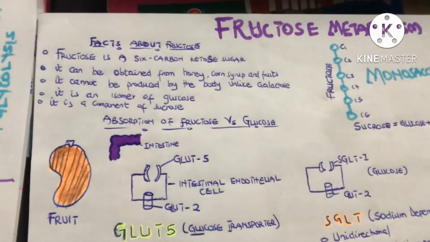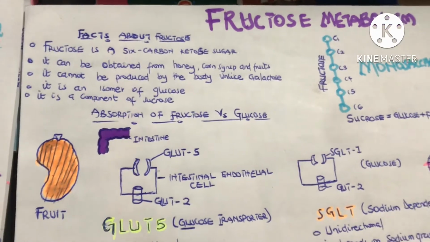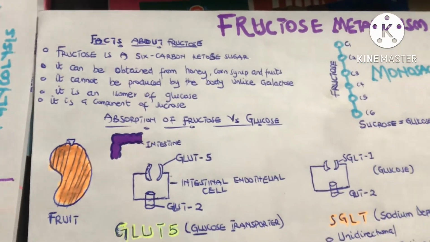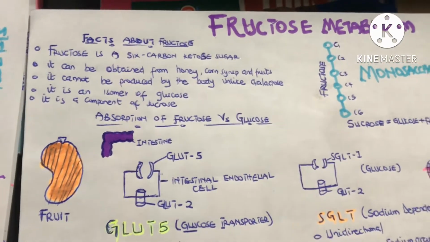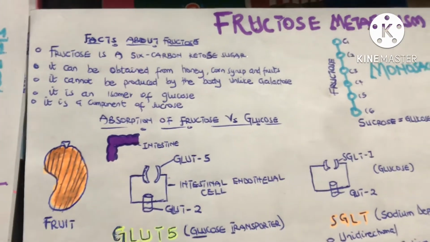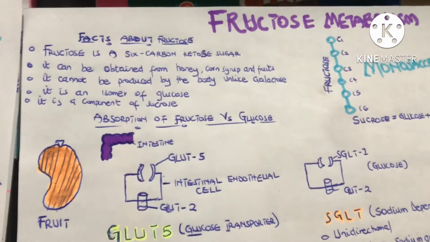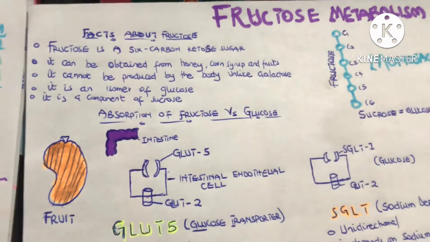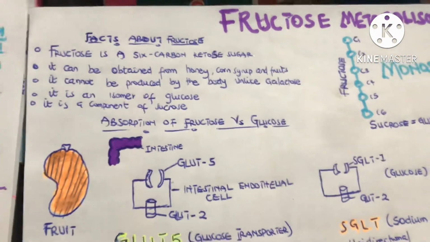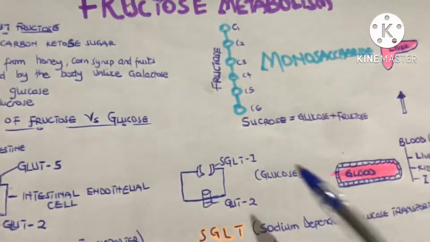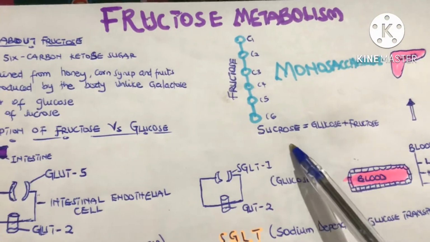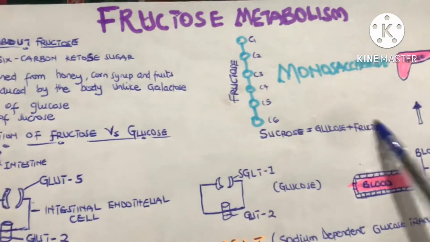It cannot be produced by the body, unlike galactose. Galactose can be produced by the body by the breakdown of what? Glycoproteins and also glycolipids. It is an isomer of glucose. Glucose is an aldose sugar, whilst fructose is what? A ketose sugar. It is a component of sucrose. Sucrose is a disaccharide, and whenever sucrose is being broken down by sucrase, we get glucose and fructose.